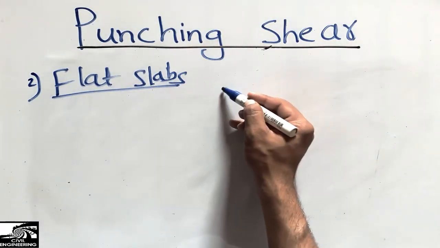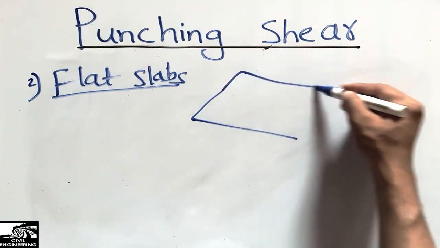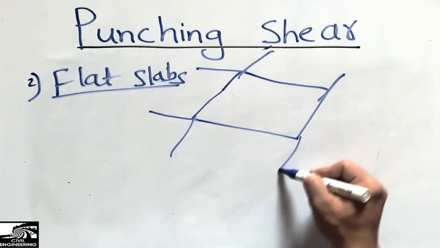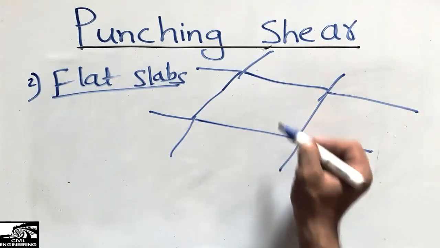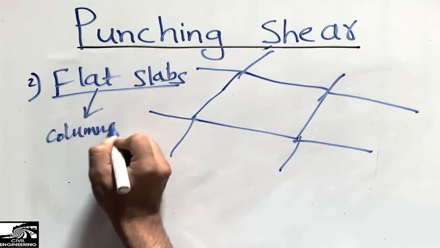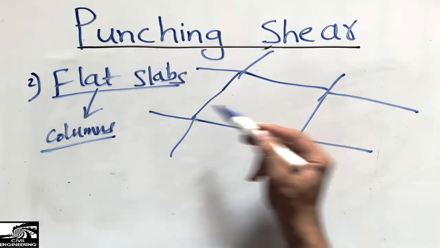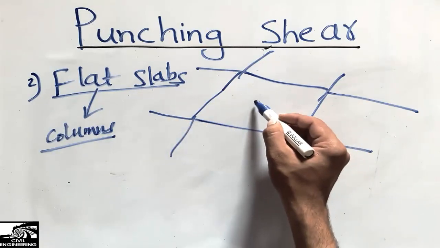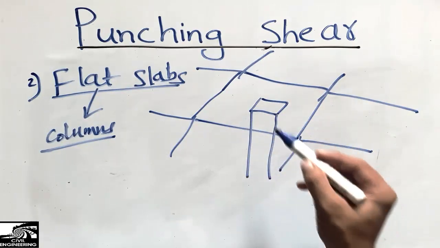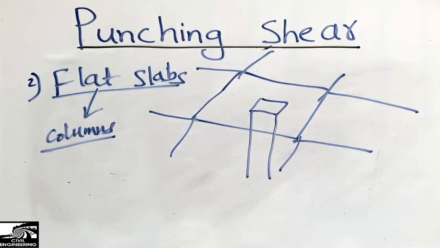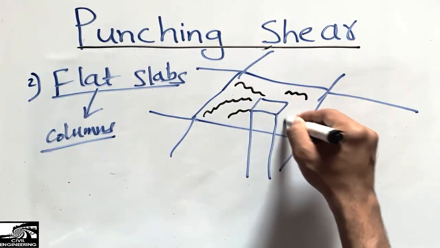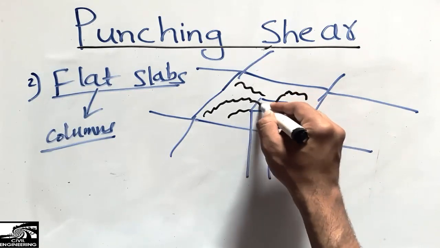Now, as I show you this flat slab, this type of slab extends in every direction, but I'm just considering this slab. Flat slabs are those which are only supported by columns. So there are no beams in flat slabs. Consider this is the column in the flat slab. When the load is coming on this floor, it will transfer the load into the column from all sides.